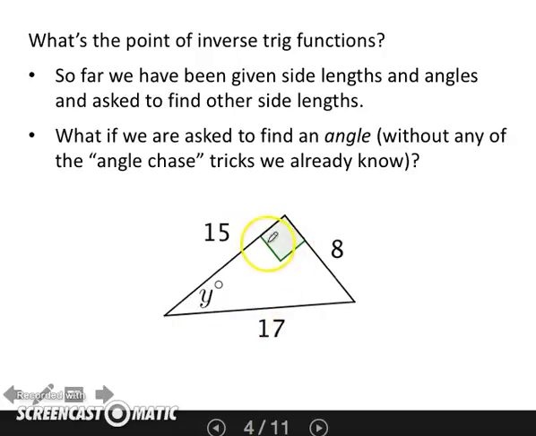We have a 90-degree angle and we're asked to find y. But we really don't have anything to work with here because we don't have any vertical angles and we don't know what this angle is over here. So trig can help us find what this angle measure is without having any other angle information here. We can use the sides of this right triangle to find out y.